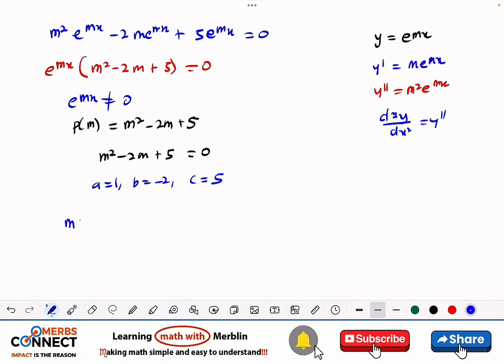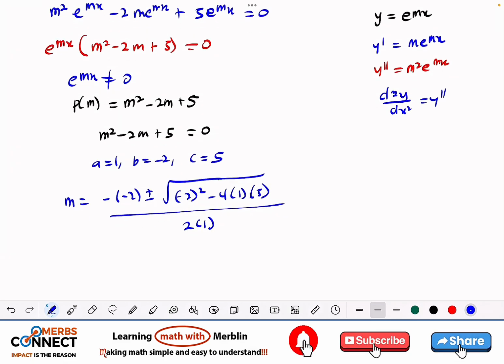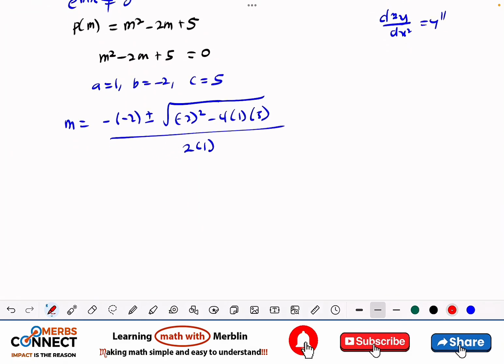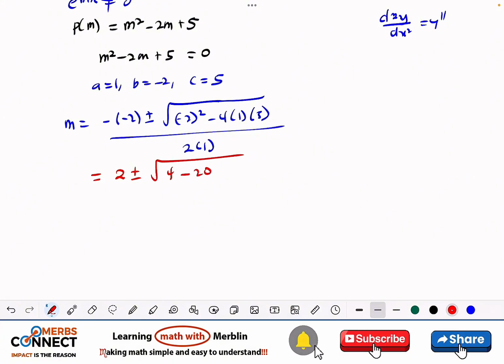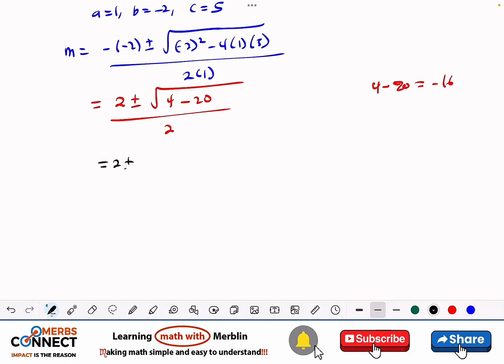So now our m will be equal to minus minus 2 plus or minus the square root of minus 2 squared minus 4 times 1 times 5, divided by 2 times 1. I hope you have understood what I'm doing here, because I skipped writing the quadratic formula. So this is 20 divided by 2, and we see that 4 minus 20 is equal to minus 16. So this is going to give us 2 plus or minus the square root of minus 16, divided by 2.